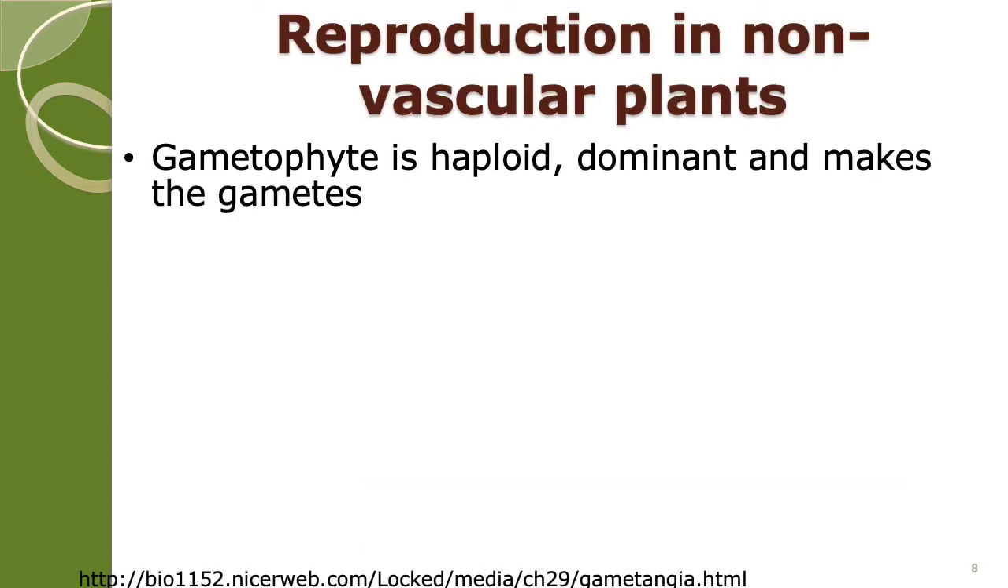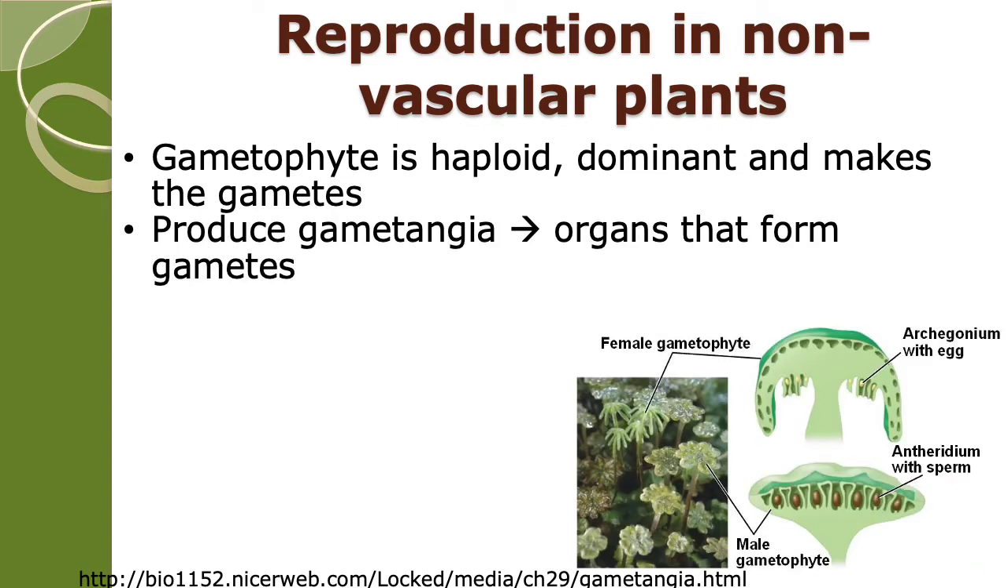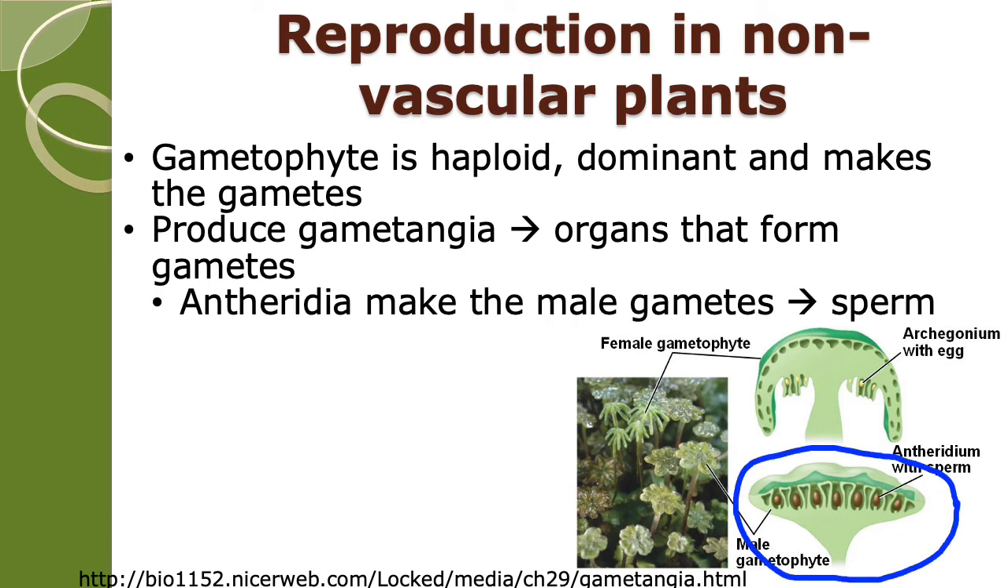Let us now look at the reproduction in non-vascular plants. Now all plants can undergo asexual as well as sexual reproduction. However, we're going to focus only on sexual reproduction. In the case of non-vascular plants, the gametophyte is the dominant stage in the life cycle. The gametophyte, just to remind you, is haploid, and that is the structure of the plant that's going to make the gametes. The gametophyte produces gametangia, and gametangia are organs that are going to form the gametes. So when we look at the gametangium that makes male gametes, it is called the antheridia, and the male gametes that are formed are called sperm.